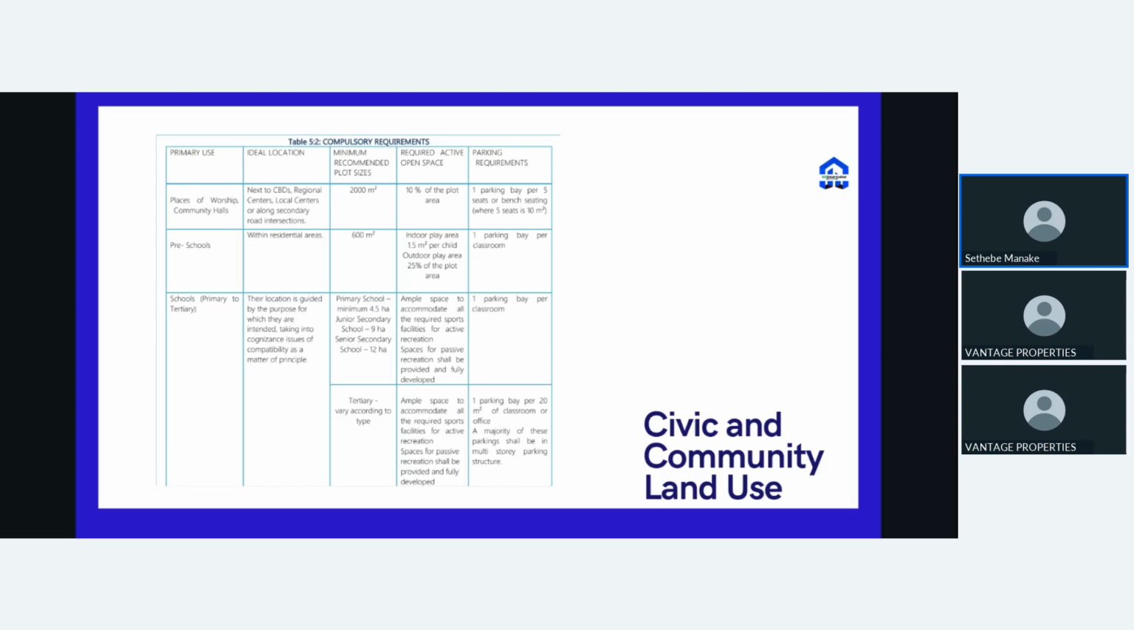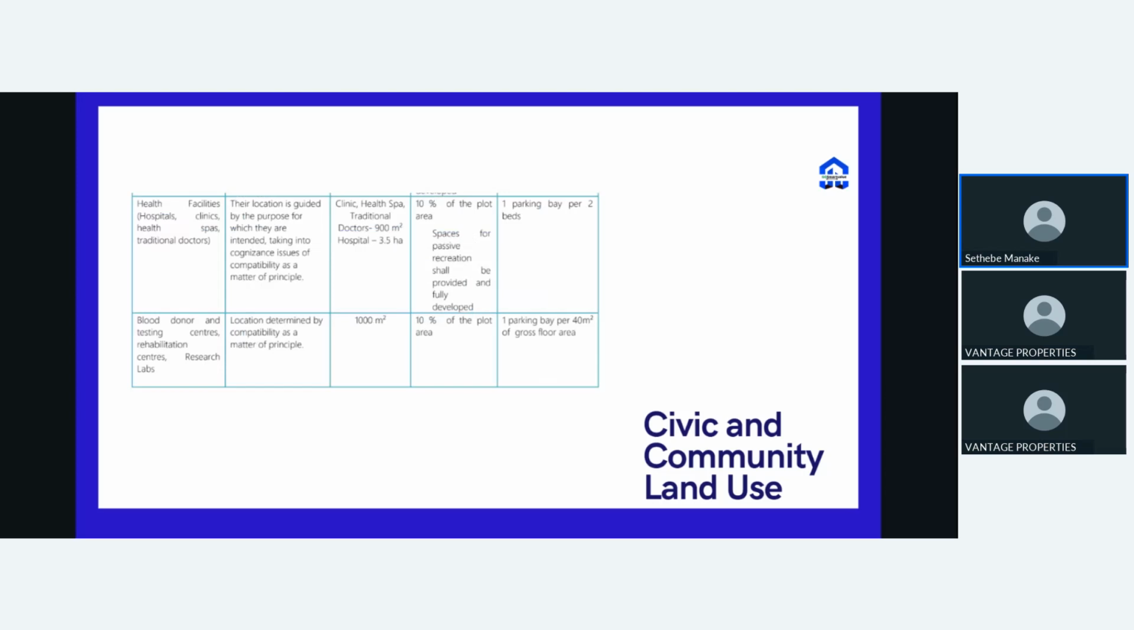Health facilities like hospitals, clinics, spas, these are civic and community. Even traditional doctors are civic and community. You can change a residential plot if you have a traditional doctor providing services there. Those, and the rehabilitation center, the blood donor, all of that kind of stuff, are the things that fall into civic and community.